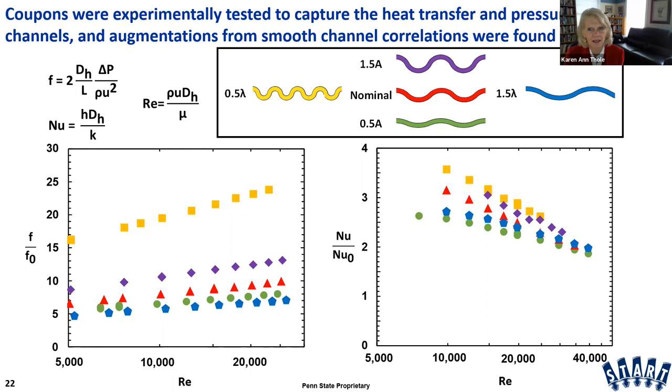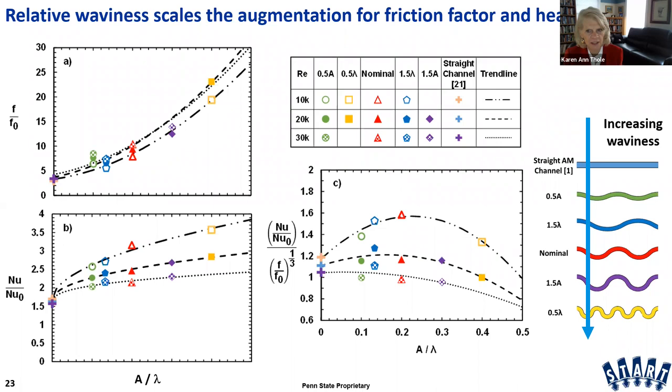So this is interesting, but we wanted to go further in this study and say, okay, what could we do to see whether or not we could scale this data? And we looked at a term called relative waviness, which has been presented in the literature before. And you can see this graph is a lot of data, and those lines represent different Reynolds numbers. And so for each Reynolds number, we actually plotted the augmentation of friction factor and the augmentation of Nusselt number on the left two graphs as a function of the ratio of the amplitude divided by the wavelength, which is the relative waviness. And we could see that the data would line up on particular trend curves.